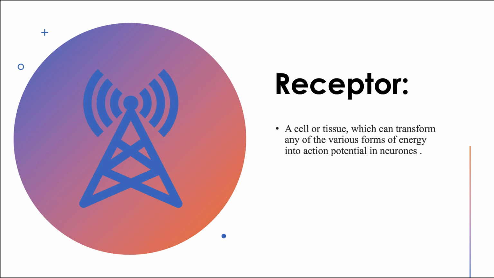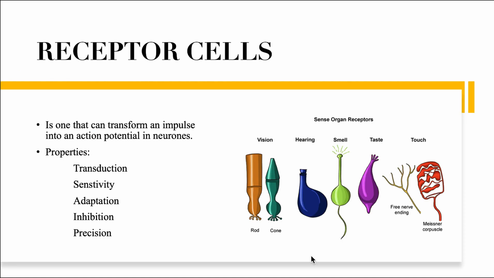Receptors come in very many shapes or sizes. But basically any cell that can transform something that is external or internal into an impulse via a neuron is going to be called a receptor cell.